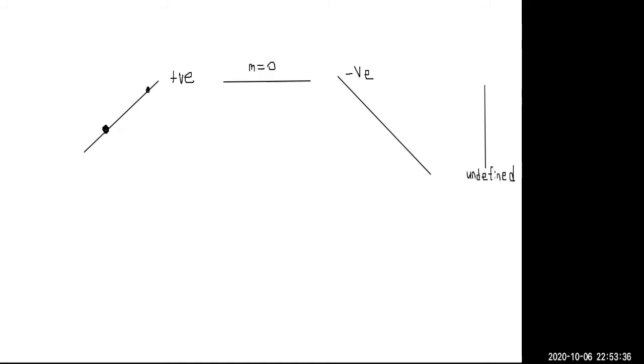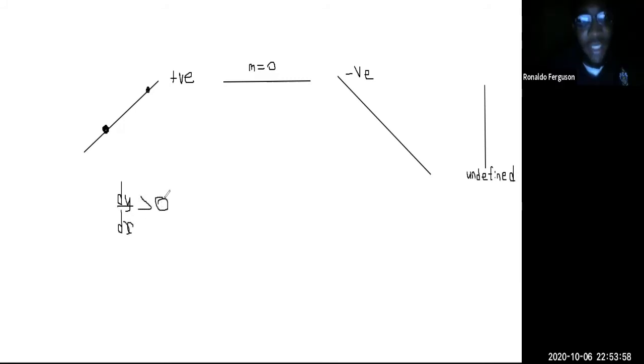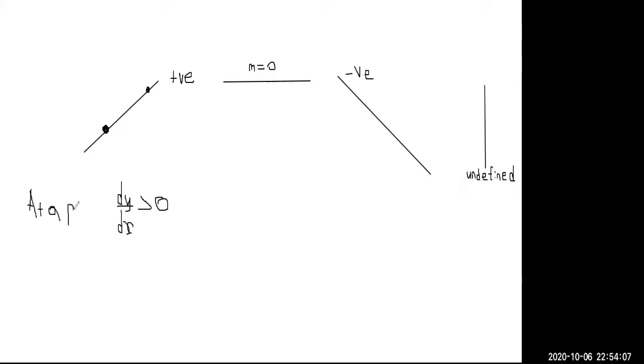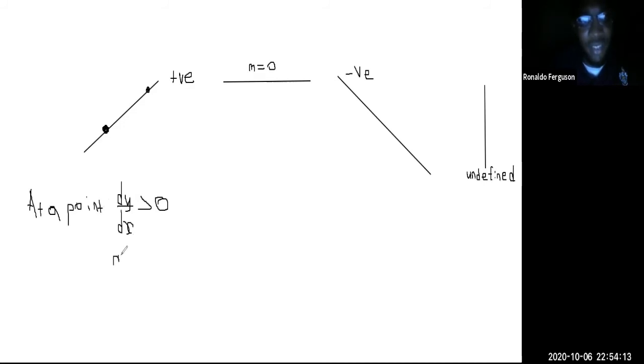So now, likewise, when we're given curves and we have to differentiate to find the gradient at a point, whenever dy by dx at a point is greater than 0, we say that the gradient is positive. So I'm writing M for gradient. So the gradient is positive.